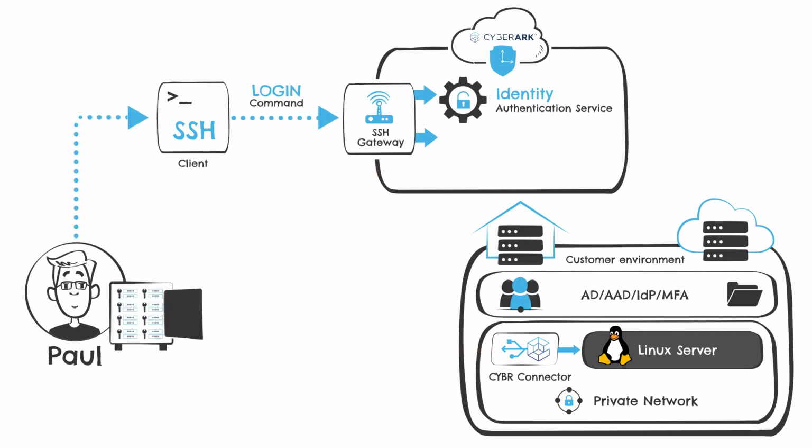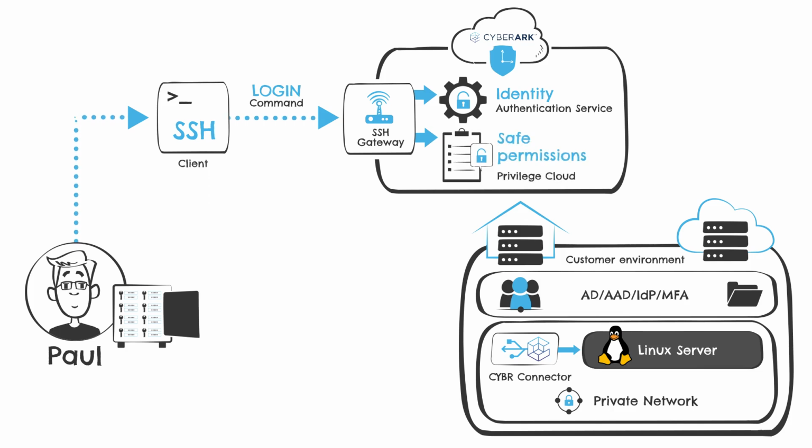If Paul needs to access the target using vaulted credentials, CyberArk will check if he has the relevant permissions on the safe where the target account is stored. If Paul is allowed to use the vaulted credentials, the connector will connect Paul to the target server using these credentials through a reverse secure tunnel.